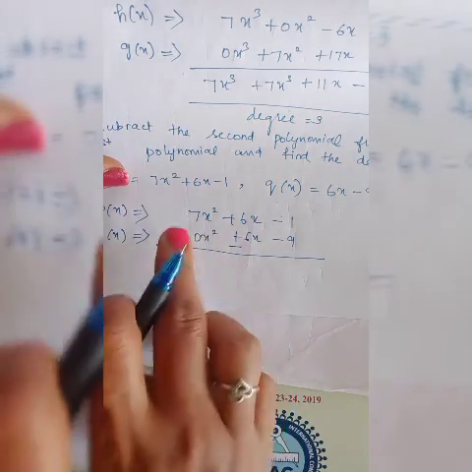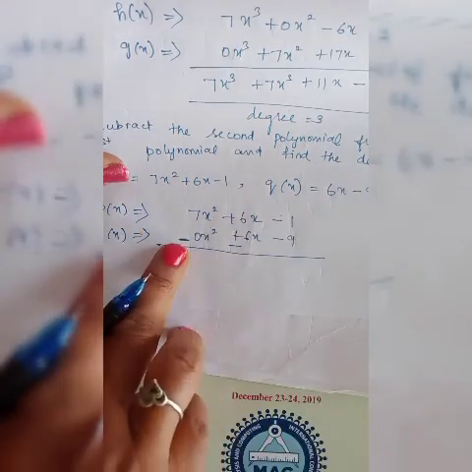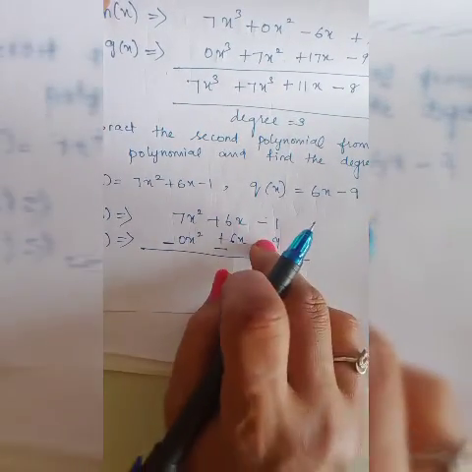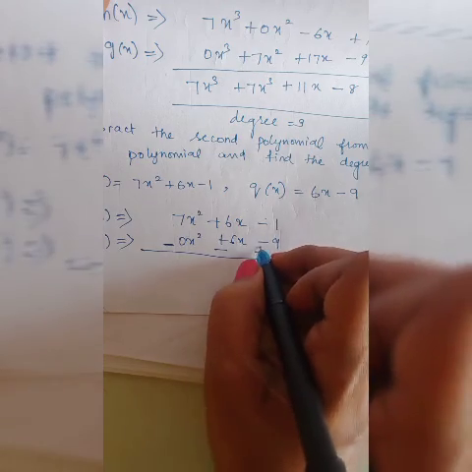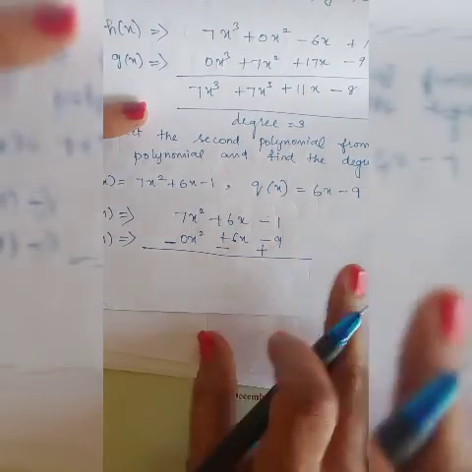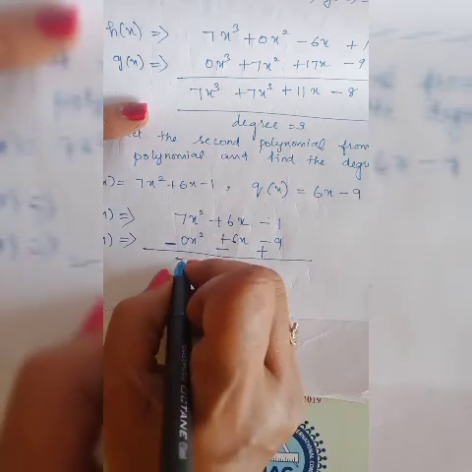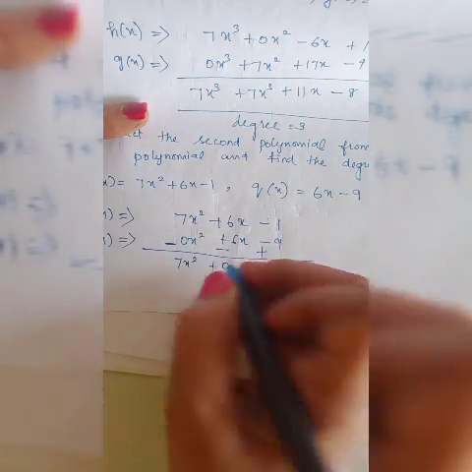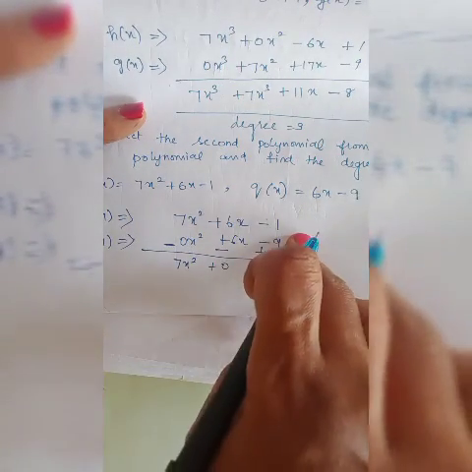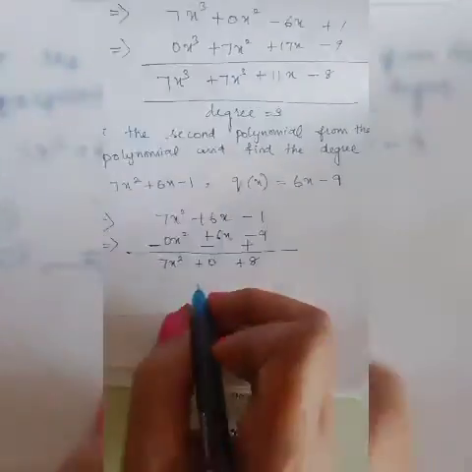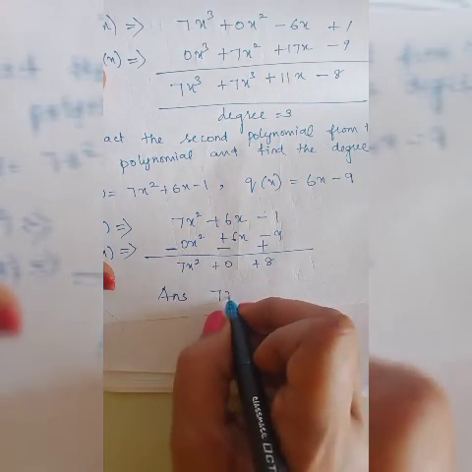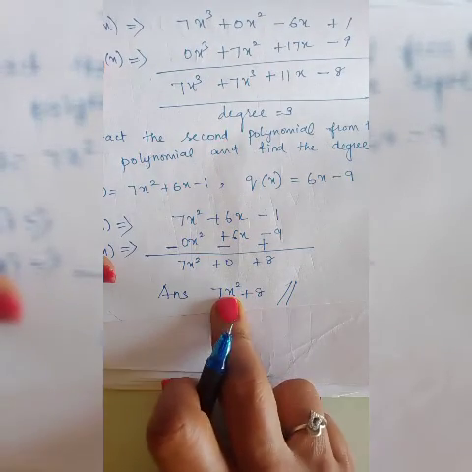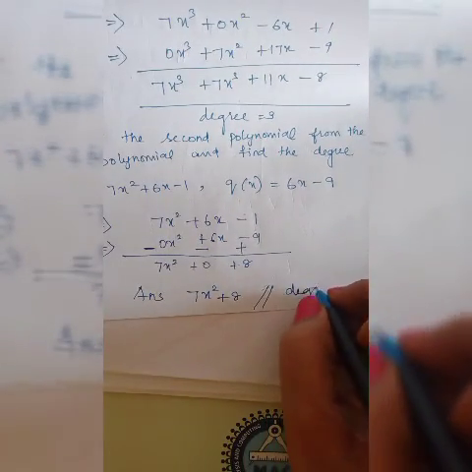Actually 0 is neither positive nor negative, but because we are subtracting, I am putting a minus sign. Here the minus sign, and if I subtract, this minus becomes plus. That is, you have to change the sign, that's all. And 7 minus 0 is 7x square, 6x minus 6x goes, that is 0 here, and minus 1 plus 9 is 8. So the answer is 7x square plus 8, the required polynomial, whose degree is 2.